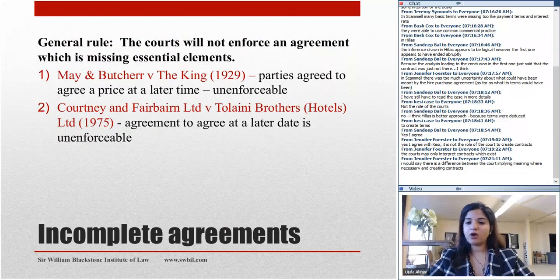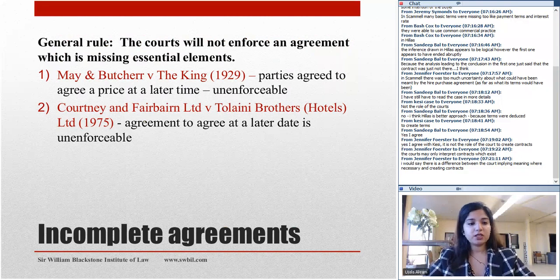All right, now we discuss vague agreements. And we are still on the topic of certainty. And now we are going to discuss incomplete agreements. So the general rule is that the courts will not enforce an agreement which is missing essential elements. That's your general rule there.